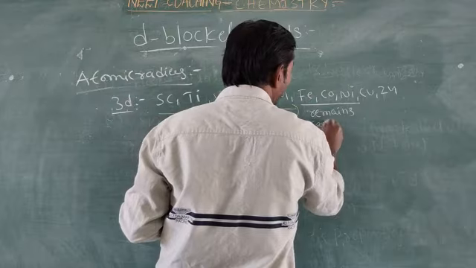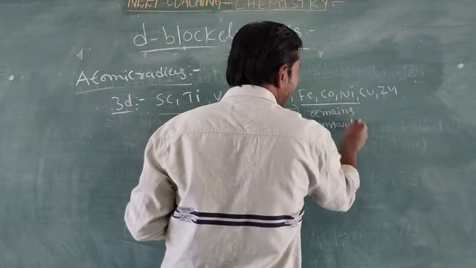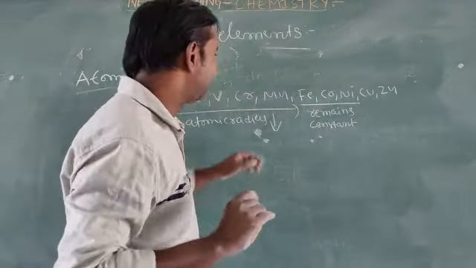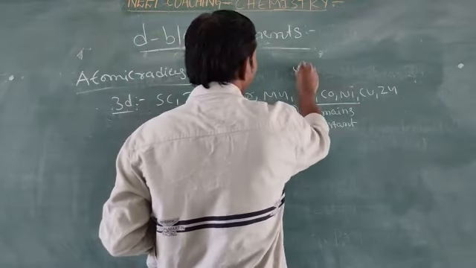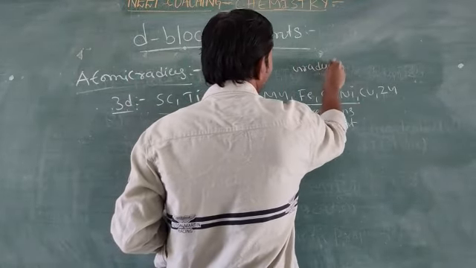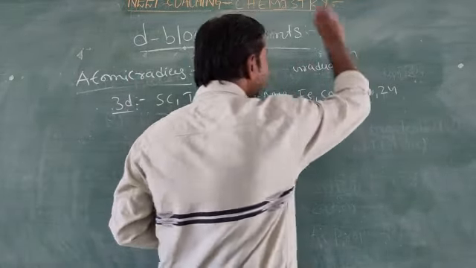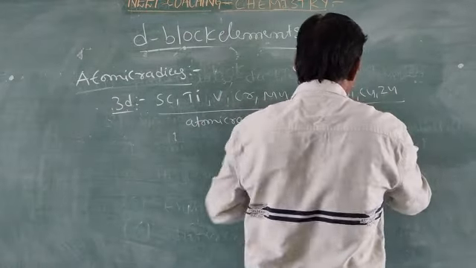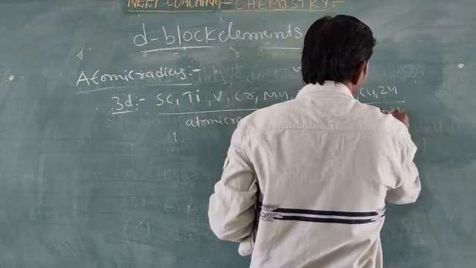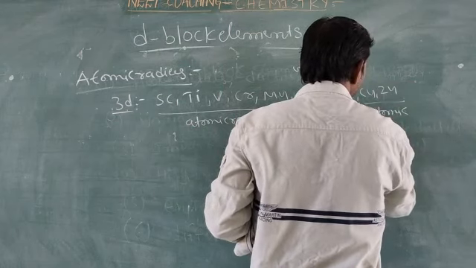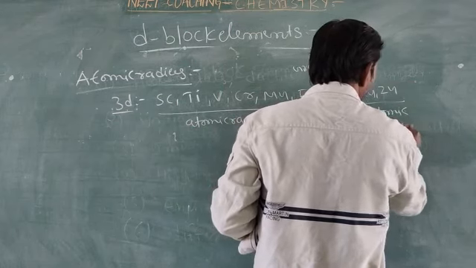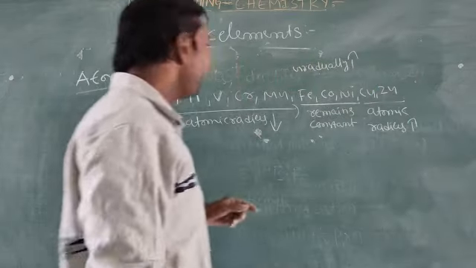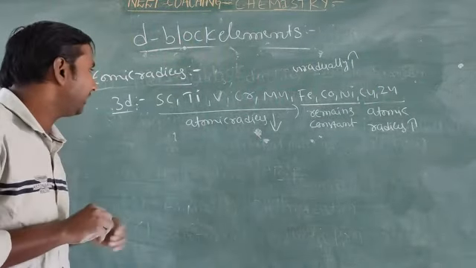Remains constant, slightly increases, gradually increases. Just gradually increases. Then from nickel to copper and copper to zinc, the atomic radius increases again. Okay, what is the reason?